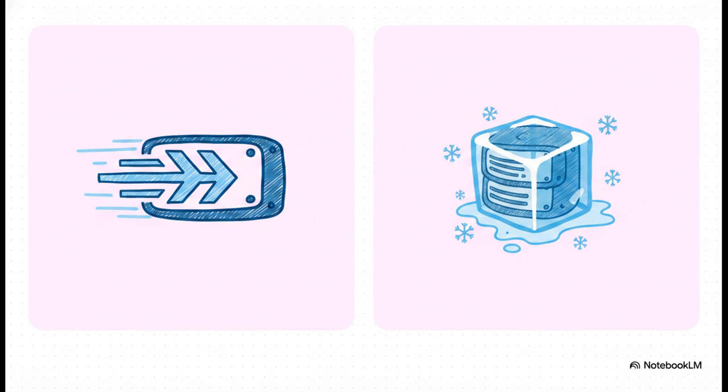Now looking at the HDDs. On the left, ST1 is a throughput-optimized drive. It's incredible for big data, Hadoop clusters, or streaming data like Kafka, where you just need really fast sequential reads and writes. On the right, SC1 is your cold storage. If you have data you rarely ever look at, but you still need it around, SC1 is literally the cheapest block storage you can get.